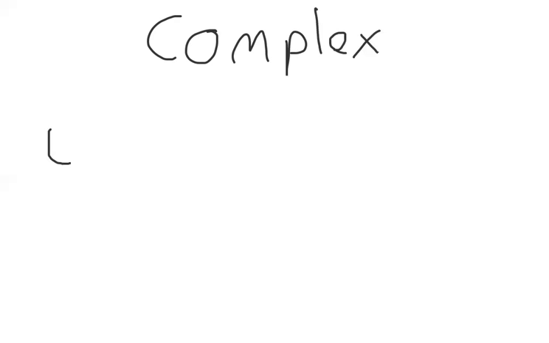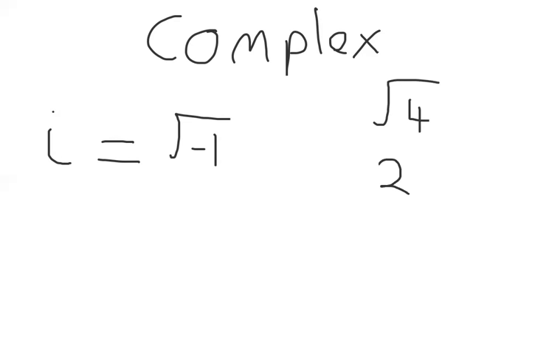So i is a complex number. Now i is the same as the square root of -1. If we square root 4, we have the answer as 2, and also we have the answer as -2, because -2 times -2 gives 4, and 2 times 2 gives 4. So the answer is plus or minus 2. It could be plus 2 or minus 2.